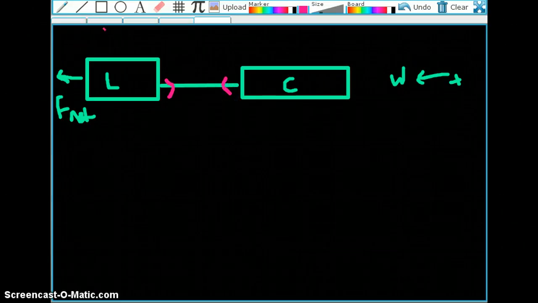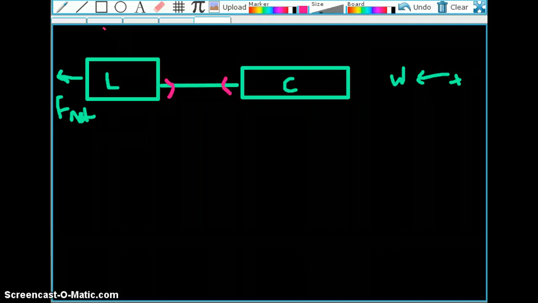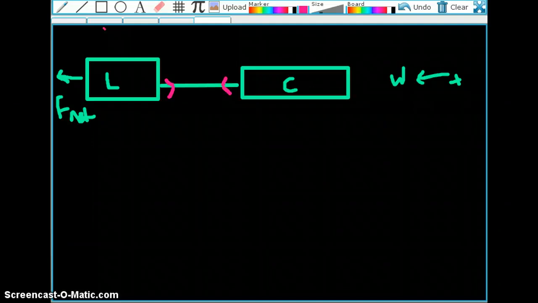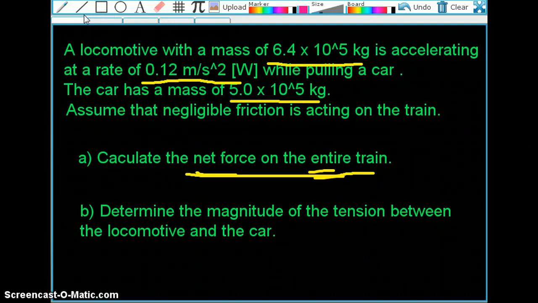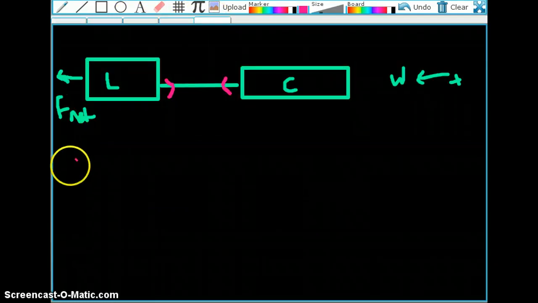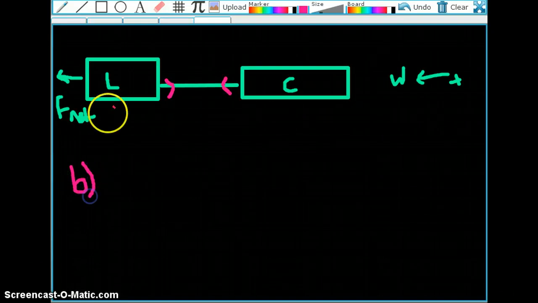So we call tension a special force. It's a little bit different from the other forces. Tension forces can only pull, so from this end you're pulling and you move towards the east direction, and from this end you're pulling and you move towards the west direction. So let's go back to our question. We want to determine the magnitude of the tension between the locomotive and the car. In doing this question, let's just talk about the car itself.